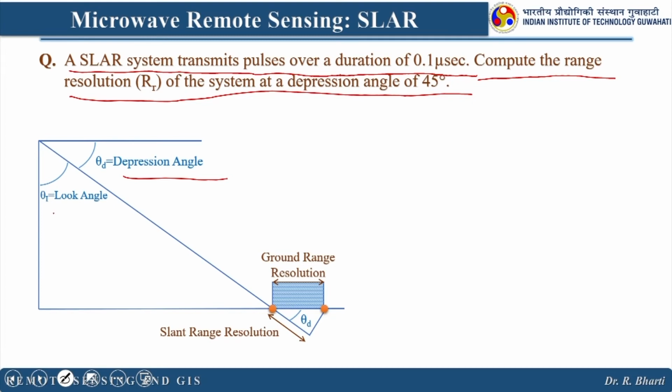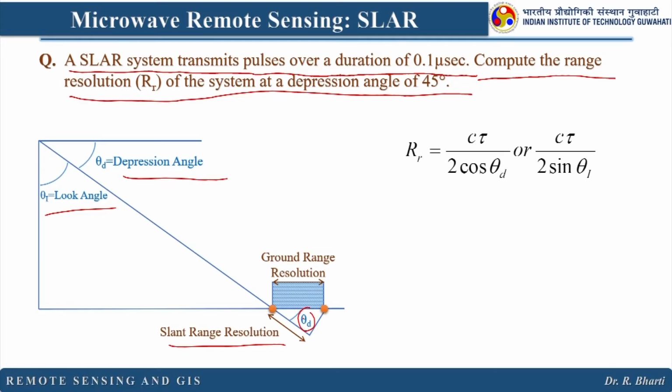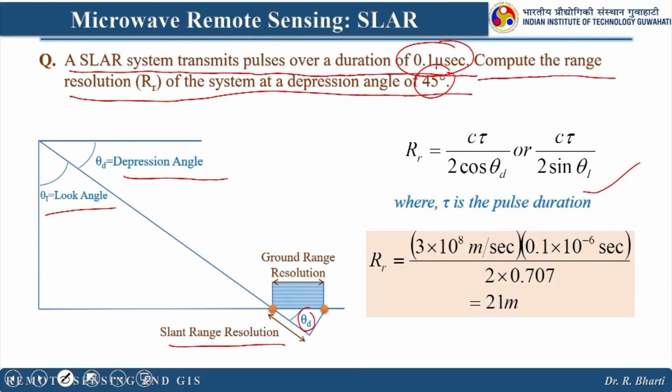Now here we have drawn the depression angle, this is the look angle, and this is the slant range resolution, this is theta d. So what values do we have? We have a depression angle of 45 degrees and a pulse duration of 0.1 microsecond. So you can use this formula and calculate the value. The result will be 21 meters.